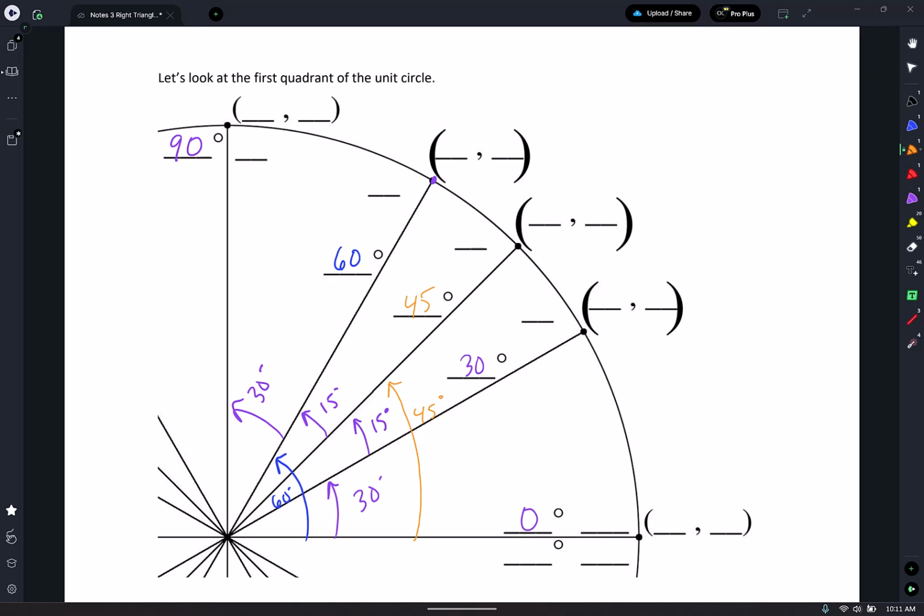Do you guys see what we did? Okay. This is called a unit circle. Hint, hint, unit. So that means the radius is 1 unit.